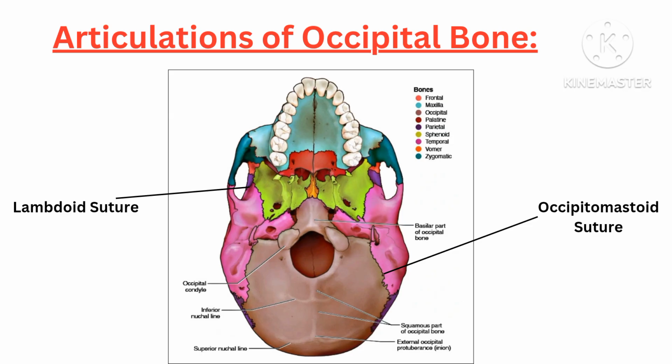The occipital bone articulates with parietal bones, at the lambdoid suture. Temporal bones, at the occipitomastoid suture. Sphenoid bone, at the basilar part. Atlas, C1 vertebra, at the occipital condyles.